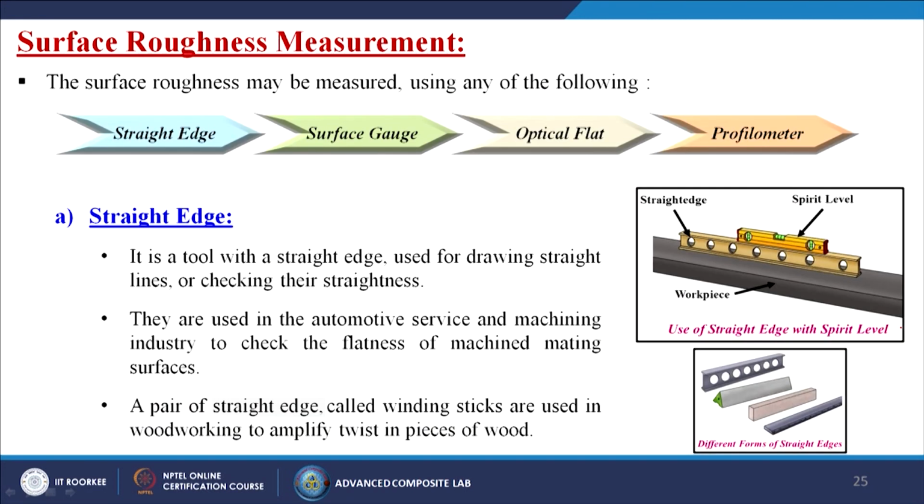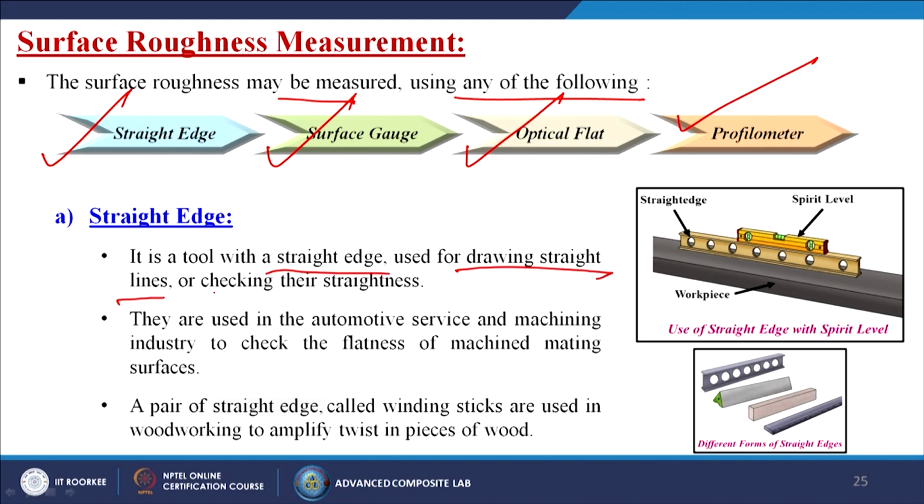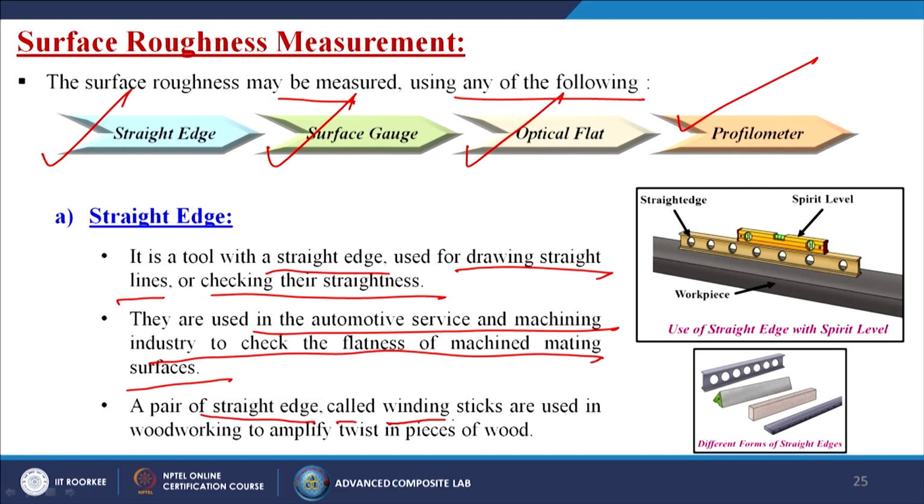Next, surface roughness measurement. The surface roughness may be measured using any of the following. What are those? Straight edge, surface gauge, optical flat and the profilometer. A straight edge is a tool with a straight edge used for drawing straight lines or checking their straightness. They are used in the automotive service and machining industry to check the flatness of machine mating surfaces. A pair of straight edges called winding sticks are used in woodworking to amplify twist in a piece of wood.